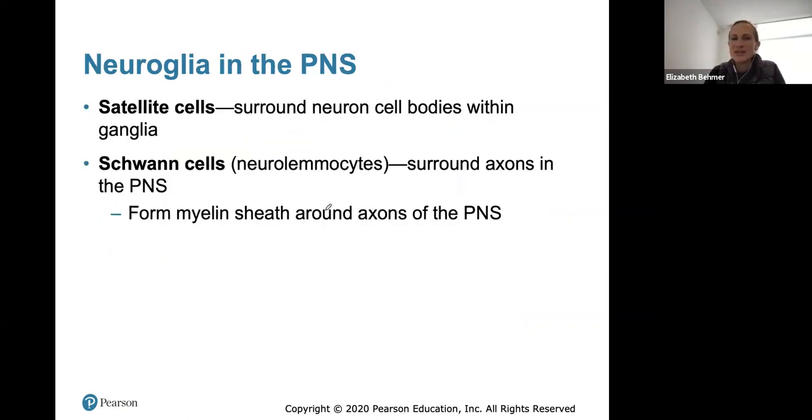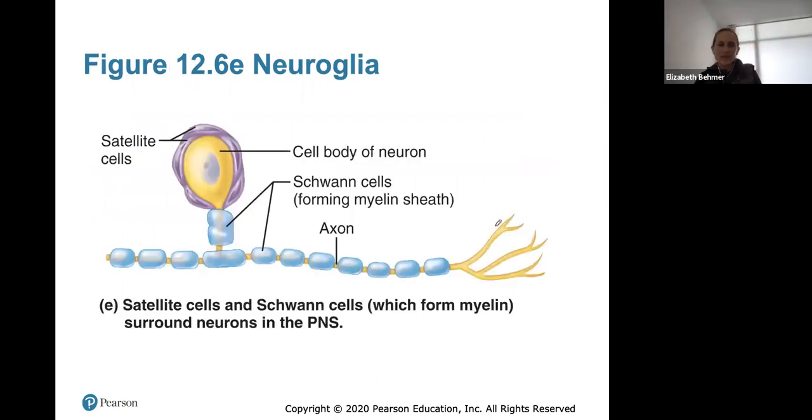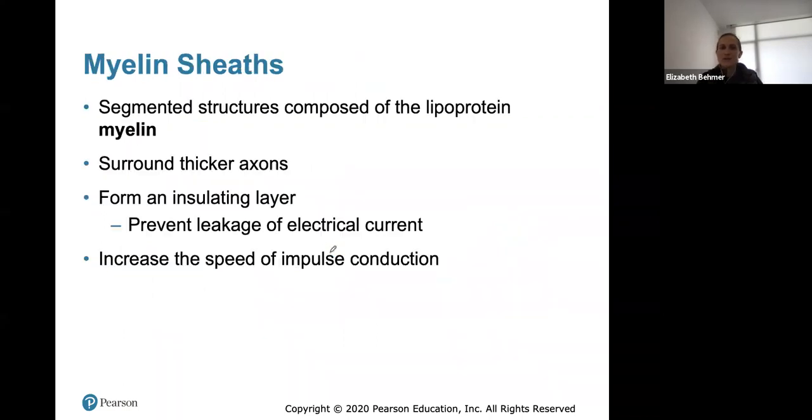Then we'll get to the neuroglial cells in the peripheral nervous system. There's only two types. Satellite cells surround neuron cell bodies within the ganglia. And Schwann cells are also known as neurolemmocytes. They surround axons in the peripheral nervous system, and they produce myelin sheath around the axons, but again in the peripheral nervous system. So here's a look at a satellite cell around the cell body, and then the Schwann cells producing the myelin around the axons in the peripheral nervous system.